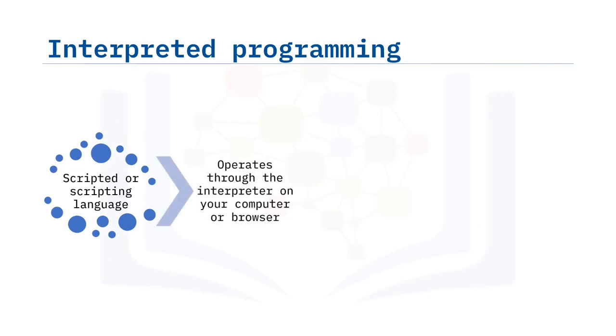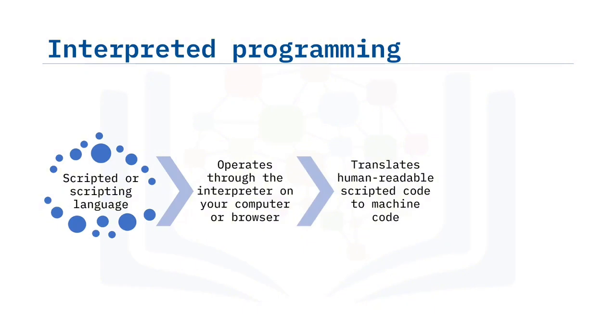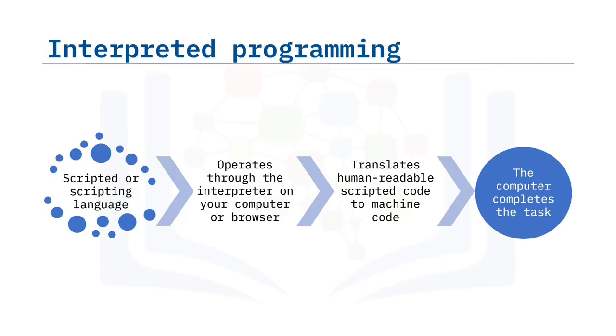Programs written in interpreted or scripted language, like Python and HTML, run through the programming interpreter on your computer's operating system or in your web browser. Remember that programming languages are in human-readable code, so the interpreter takes the human-readable scripted code and then translates it into machine code, enabling the computer to complete the requested task.